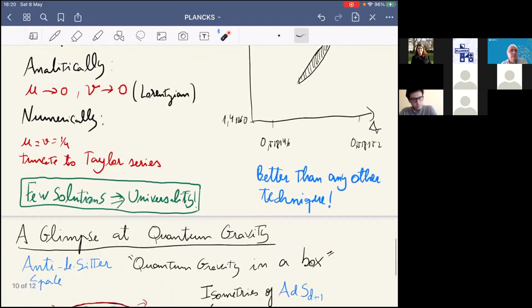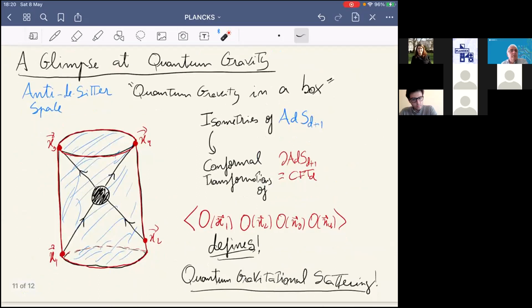So let me do justice to my title. So this is the last slide. So I was talking about critical ferromagnets, and now let me jump to quantum gravity. Why did I mention quantum gravity? The reason is that there's a very special kind of space called an anti-de Sitter space. It's essentially a saddle of a horse, so it has negative curvature everywhere. And we can study quantum gravity in this space.